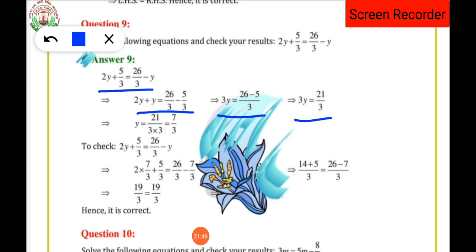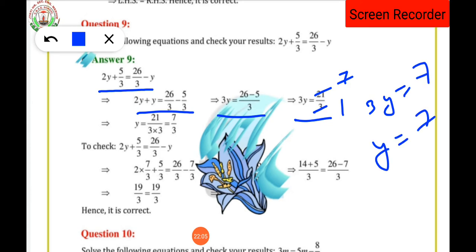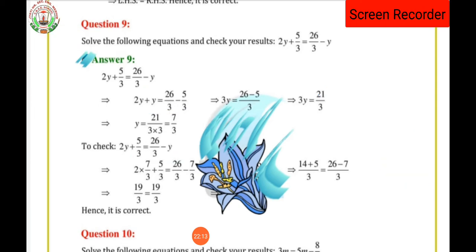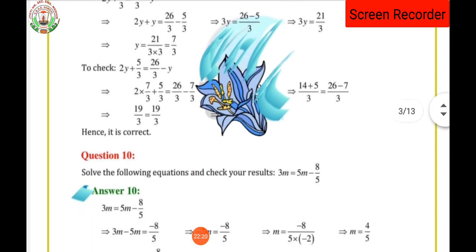So 3 1s are 3 and 3 7s are how much? 3 7s is 21. So it will get cancelled. So 3y is equals to 7 we got. So y value we will get as 7 upon 3. This value we have to substitute here. In place of y we are going to put the value. So putting the value we will get the required answer as LHS will be equals to RHS, as we have done above. Clear?